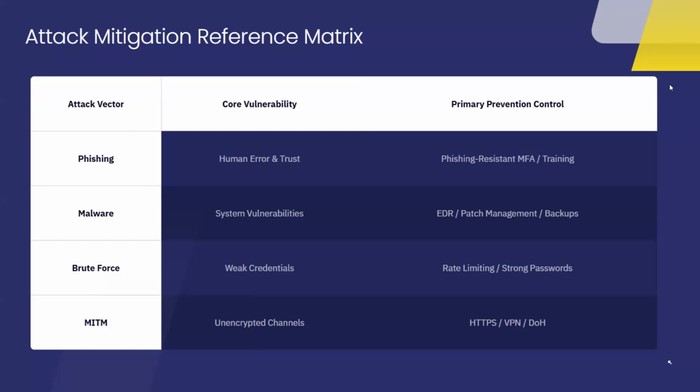Then brute force, that's password guessing in common terms. When you hear brute force, just think of password guessing. The core vulnerability is weak password. So this is trying to exploit weak passwords. If your password is not up to standard, it's susceptible to this kind of attack. So how do you now prevent it? The primary control to put in place to prevent things like brute force is rate limiting and strong passwords. We talked about that when we were talking about that.